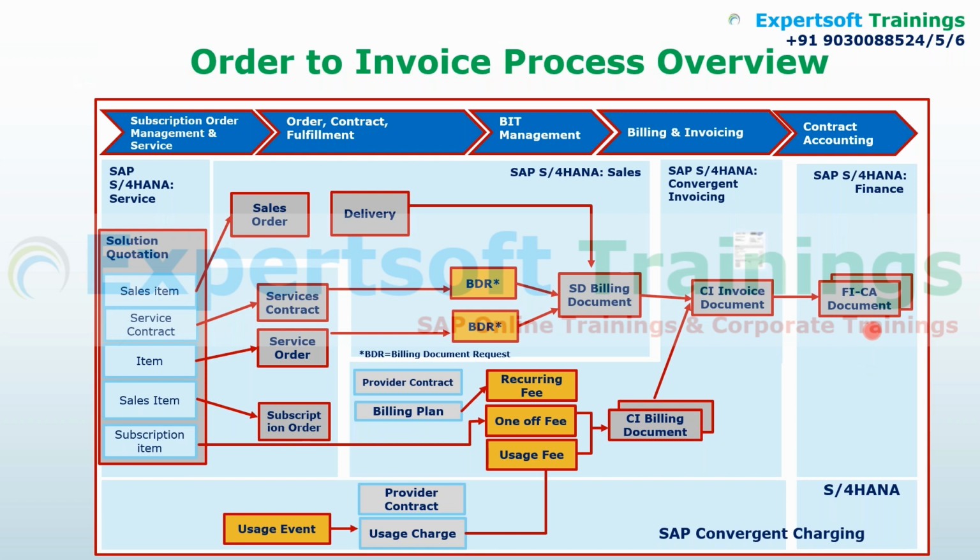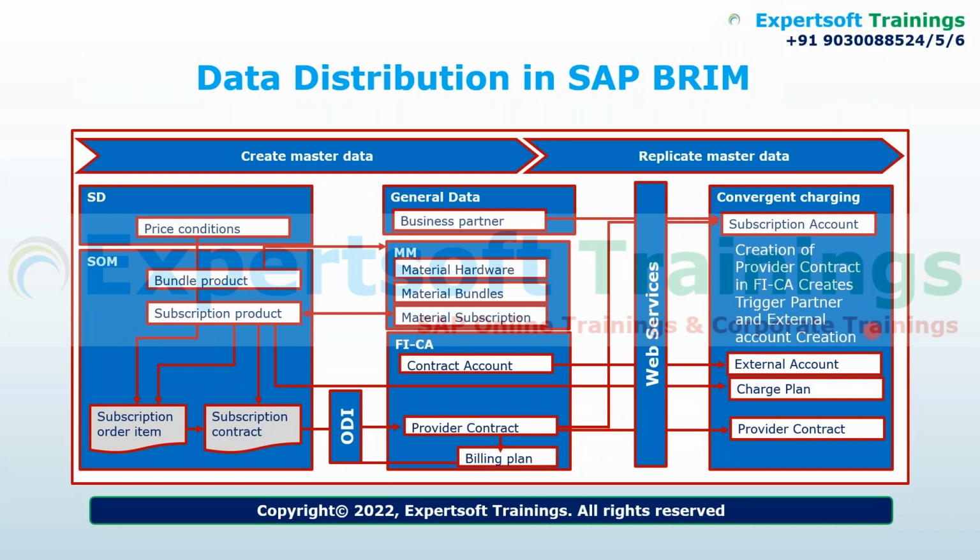So this is the order to invoice process overview. Data distribution happens between multiple layers. So we create pricing within the SD component. We use heavily the SD side for pricing related components, and we will distribute that into convergent charging. So we will discuss how exactly we can replicate the pricing part within multiple systems. We will cover in detail when we get into the discussion, like where exactly we configure.